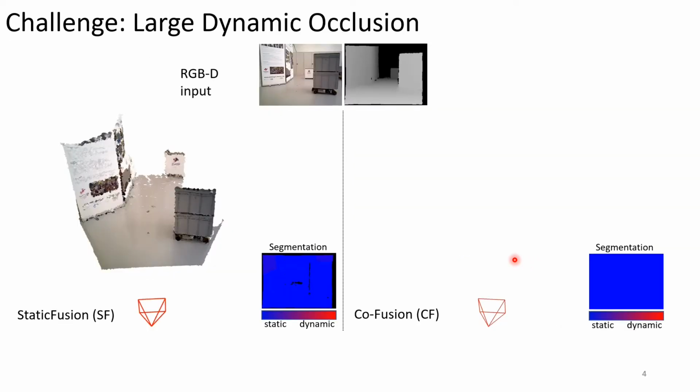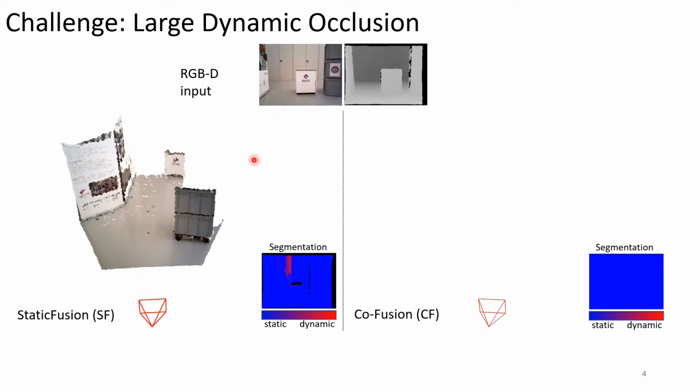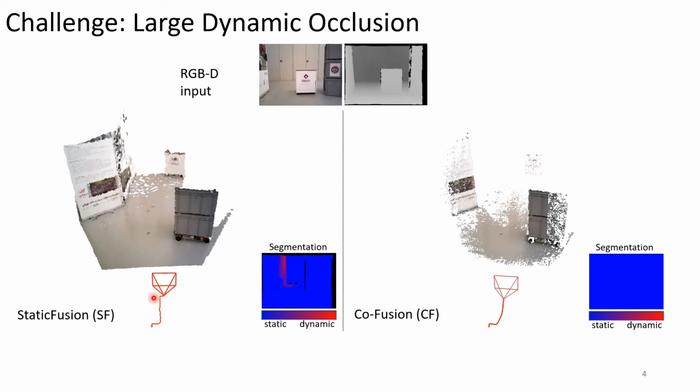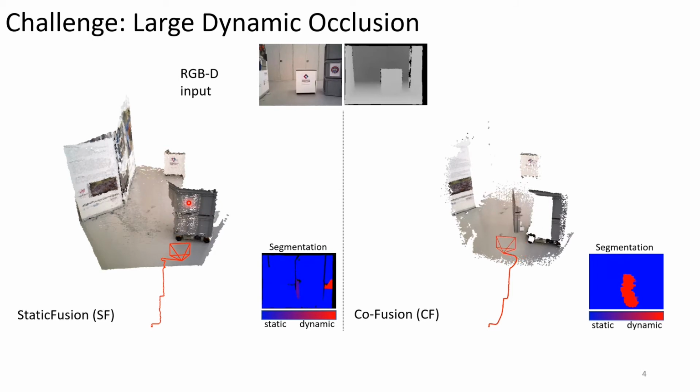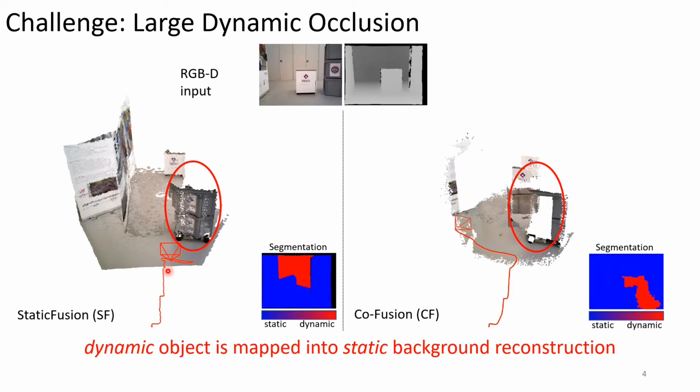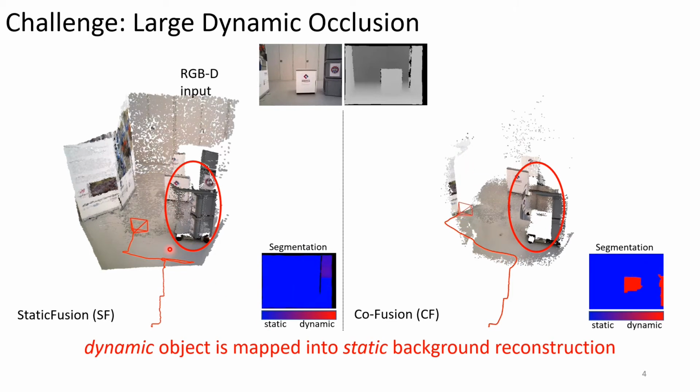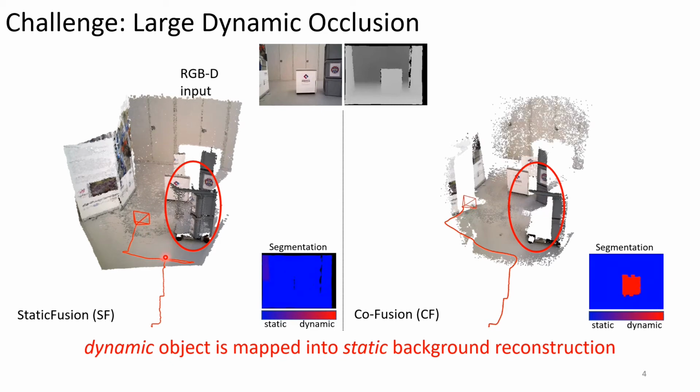To demonstrate it, we run both StaticFusion and Co-Fusion on a real sequence, where the camera moves forward and the large dynamic object moves closely in the front. Results show that both StaticFusion and Co-Fusion fail to detect the large dynamic object, but map parts of the dynamic object into the static background model. The estimated camera trajectories are not correct either.